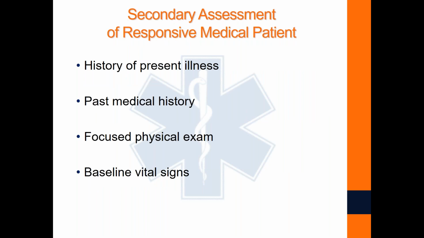So our secondary assessment of our responsive medical patient looks just like this. We're going to get the history of their present illness, and there is a very regimented way that we obtain those things. We're going to get their past medical history. You guys have heard me say the word SAMPLE a couple times. That's the little mnemonic we use to obtain our past medical history, things that have gone on previously with this patient. My focused physical exam is going to be limited to whatever it is that they're telling me.